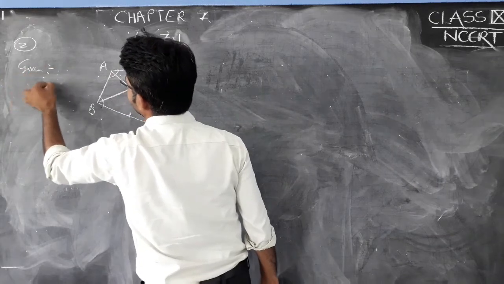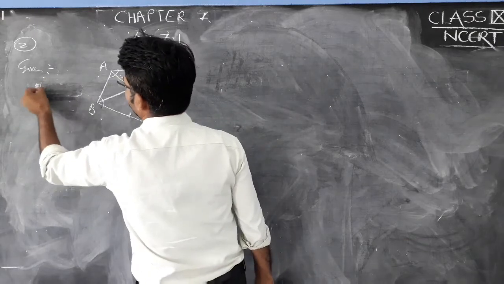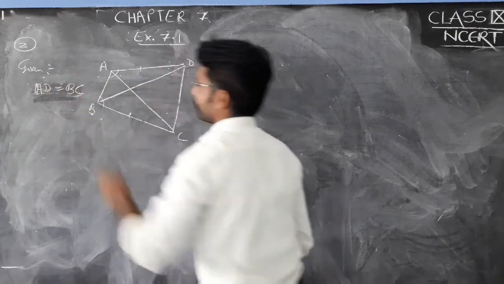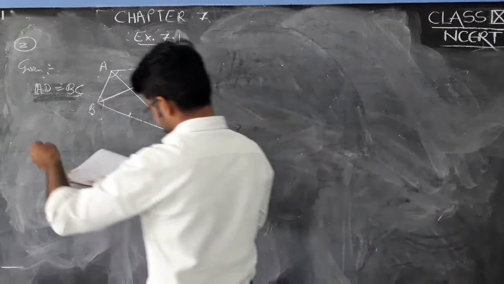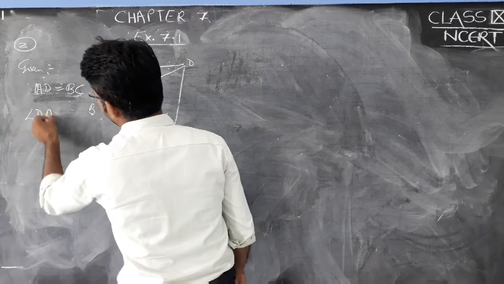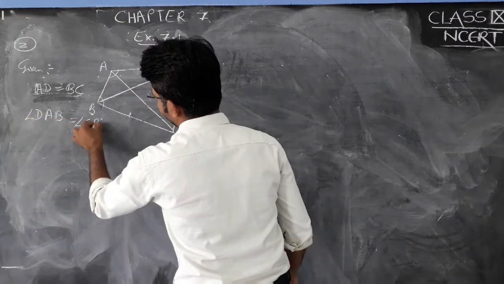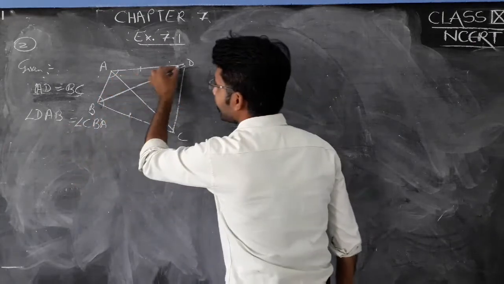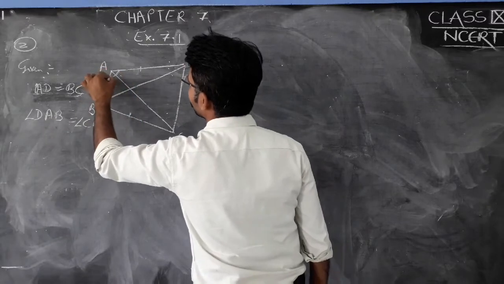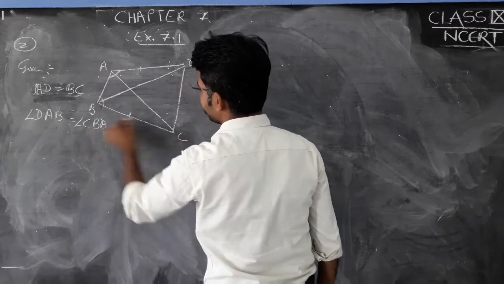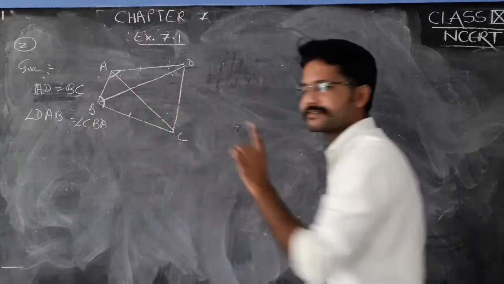What is given? AD equals BC. The first thing we have, they have already given. And angle DAB equals angle CBA. Angle DAB means complete angle A, equals angle CBA, which means complete angle B. Means these two angles are equal, these two sides are equal.